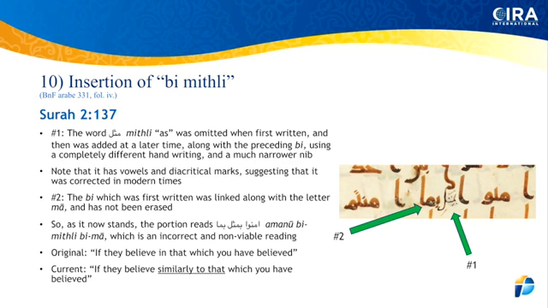Now, the word bimithli was omitted. If you look at the slide, look at number 1, look at the arrow there, you can see where bimithli has been added, obviously at a later date. What does bimithli mean? Like, as, or similar to. In the original, it used to say, if they believe in that which you have believed, without the bimithli there. Now that they put bimithli there, it says if they believe similarly to that which you have believed. So you say, okay, so what? Why is that that big a problem?